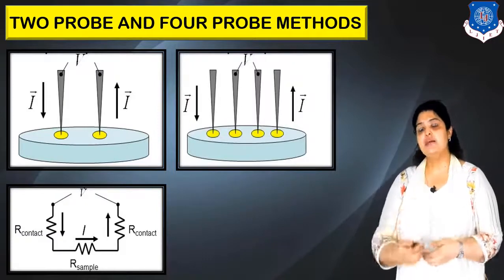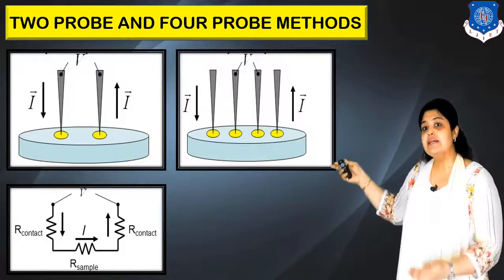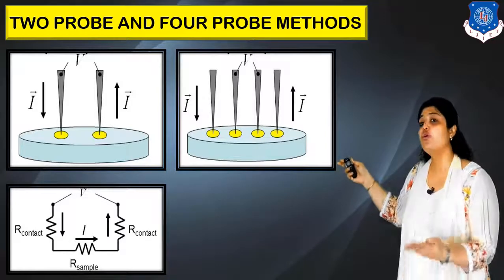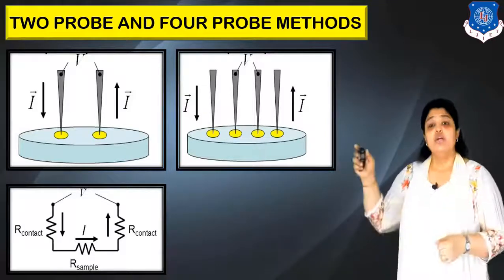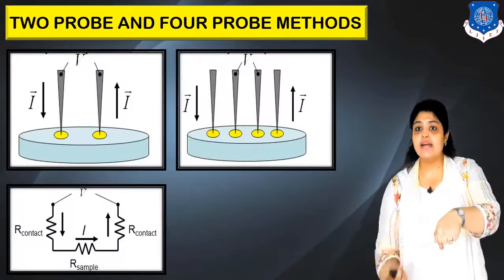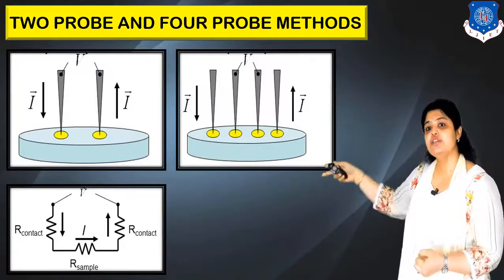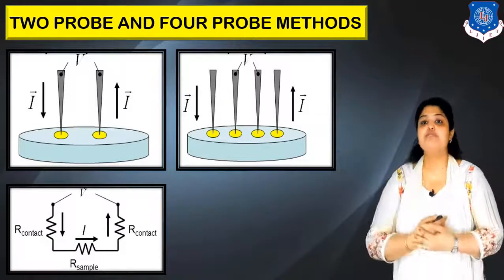So the difference between a 2-probe and a 4-probe method, you can see from the diagram. In the diagram, it is clearly seen that there are a total of 4 probes connected. 2 probes are used to supply current. So one will input current, the other will take out current, and the voltage, the potential difference, is measured with the help of another set of probes.